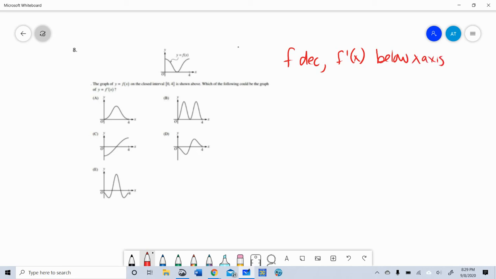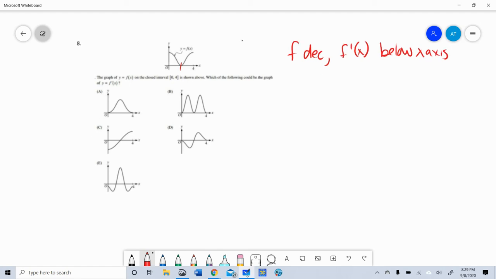So this graph looks like it's decreasing up until about 2. So we want f prime to be below the x-axis from 0 to 2, on the interval from 0 to 2. And so if I'm looking, that guy's not below the x-axis, and he's not below the x-axis, and this guy's below the x-axis, but not until 2, only for part of that time. So now we're down to C and D.